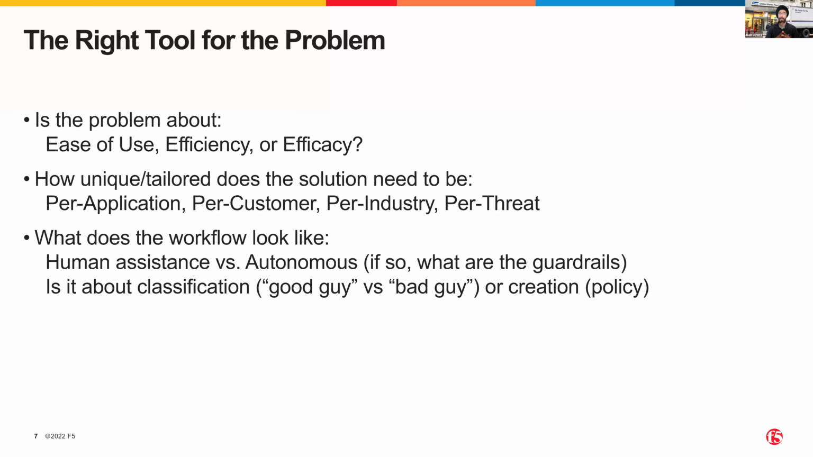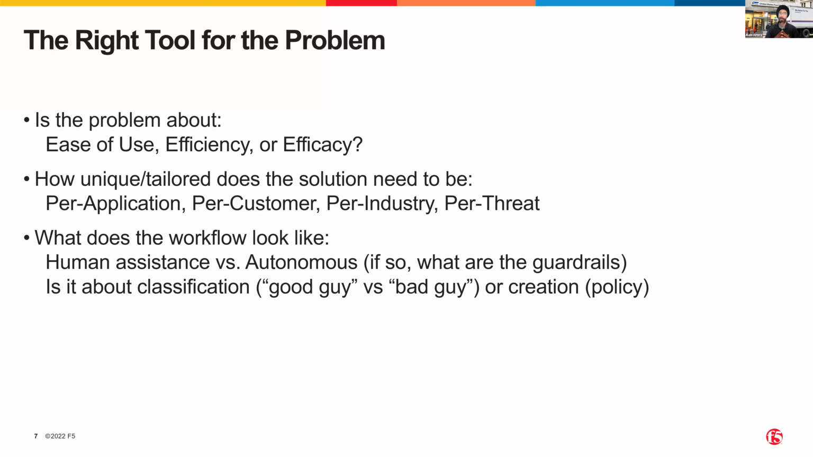The second is how unique is the solution? How tailored does the solution need to be? Is it, hey, I need to have this per application, maybe even more unique than that. It's every application, but if I'm tailoring it to how the application is deployed, that might mean I need to update every time there's a new CI/CD deployment. That's at the extreme tailoring end of the world. At the other end, it doesn't really need to be tailored very much. It's global. Everybody will use this.